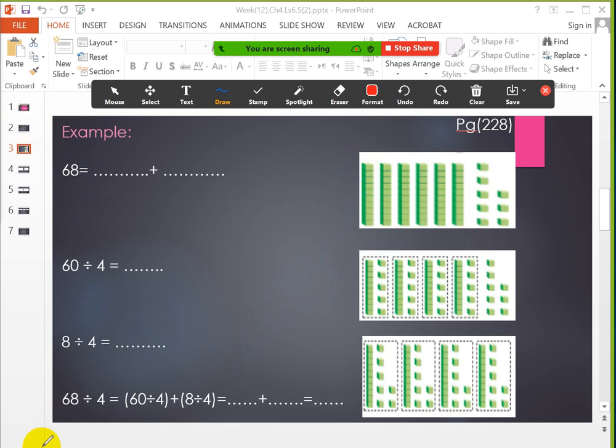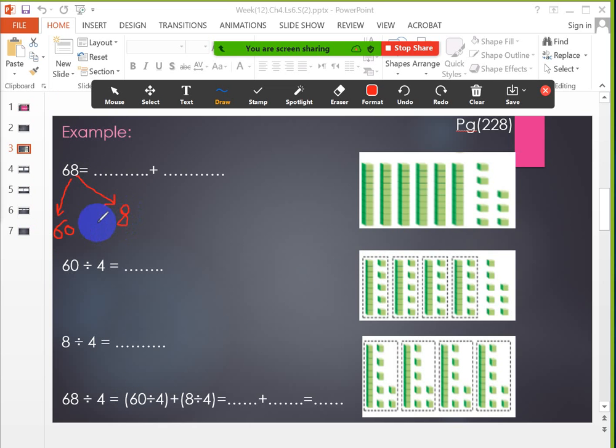This is another way to divide. Look. First thing, I will divide by base 10 blocks. I will choose to break 68 into 2 numbers now: 60 and 8.